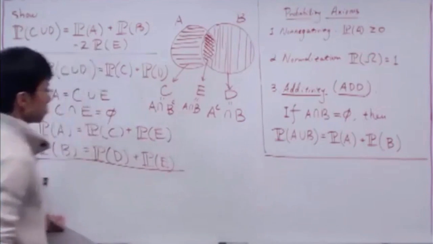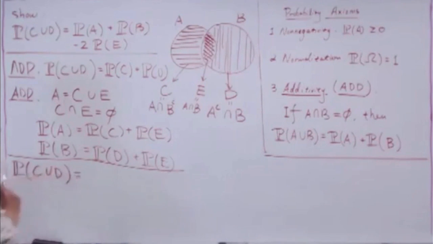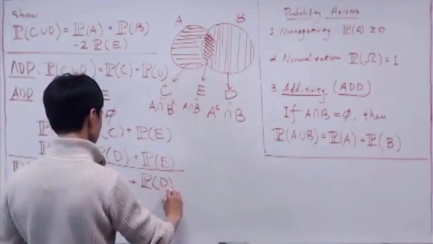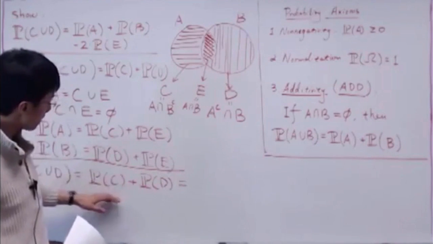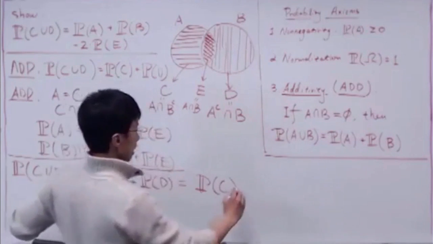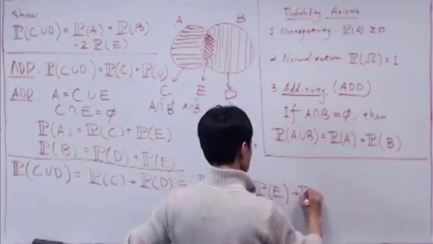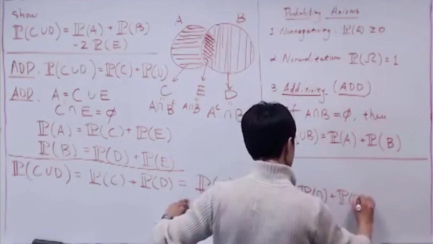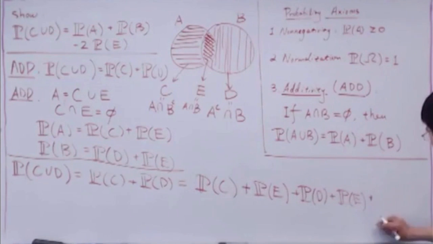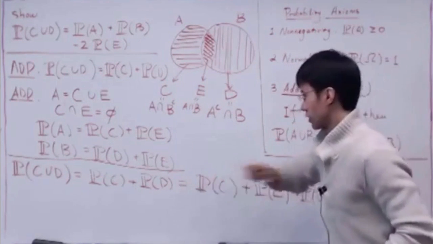Now, this should be enough to prove our final claim. We have the probability of C union D. By the very first line, this is simply the probability of C plus the probability of D. Now I'm going to insert two terms here to make the connection with the second part of the equation more obvious. That is, I will write the probability of C minus the probability of E, plus the probability of E, plus the probability of D, plus the probability of E. Now I've just added two terms here, probability E, so to make the equality valid, we'll subtract out 2 times the probability of E. And hence, this equality is valid.